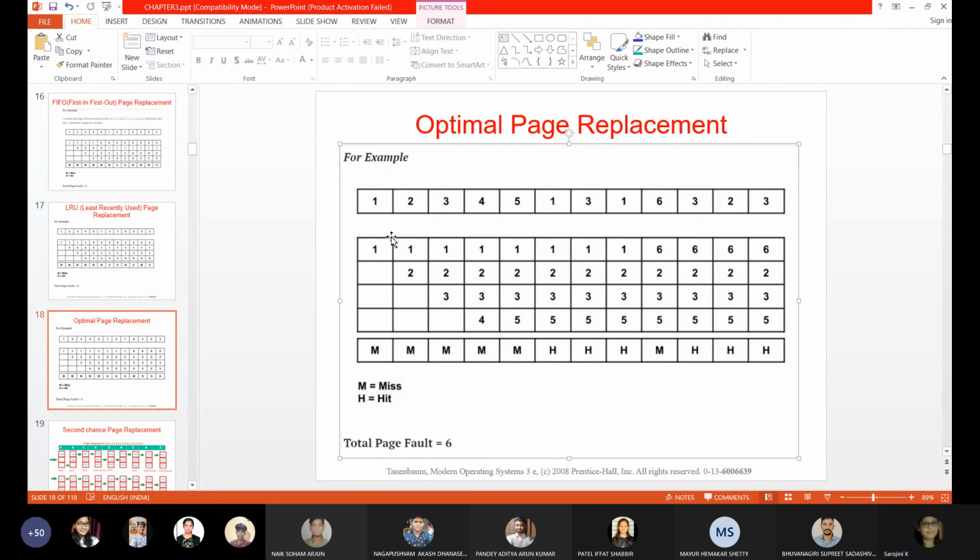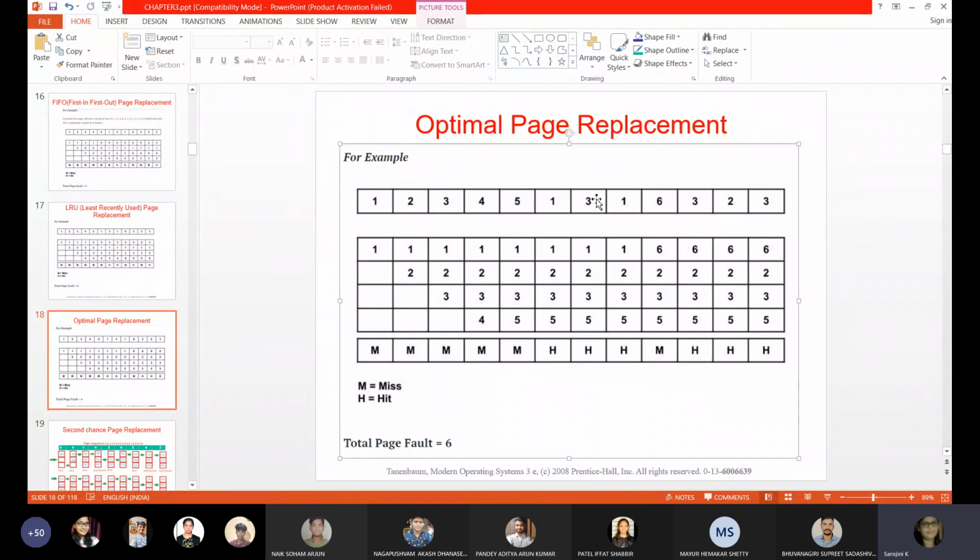Okay, this is the reference string. Now, what are these reference strings? Simply page numbers. Why page numbers? Because before this, we discussed paging and segmentation. These are two memory management concepts.